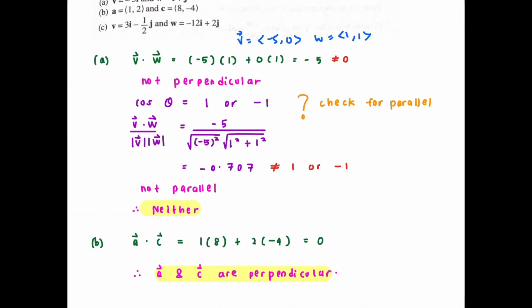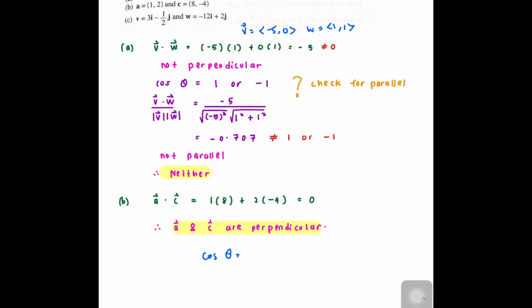Now let's see question B. You are given A and C. A is i plus 2j. C is 8i minus 4j. First of all, let's fill in the formula. We need to use the formula cos theta is equal to A dot C over magnitude A magnitude C. First, let's calculate A dot C using the dot product. A dot C is 1 times 8 plus 2 times negative 4. The answer here is equal to 0. So, since A dot C is equal to 0, straight away we can conclude that A and C are perpendicular to each other.